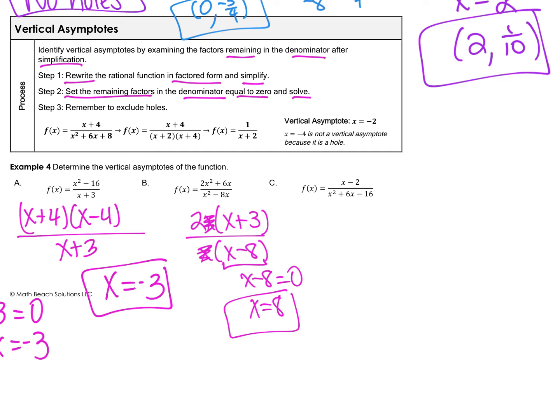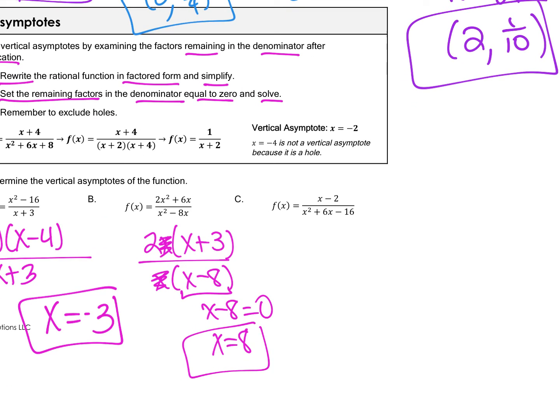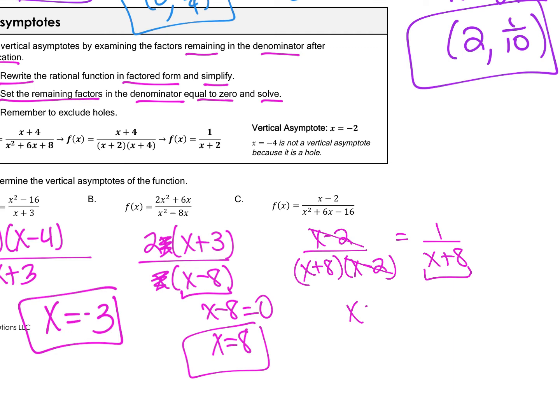Okay, so looking at the next one, we have an x minus 2 on top. We have an x plus 8, x minus 2. So those cancel. So after you have reduced it, you're looking at what would cause your denominator to be 0, because that is your vertical asymptote. So x equals -8 would make this undefined, which means that is your vertical asymptote. It's where the graph is never going to touch.